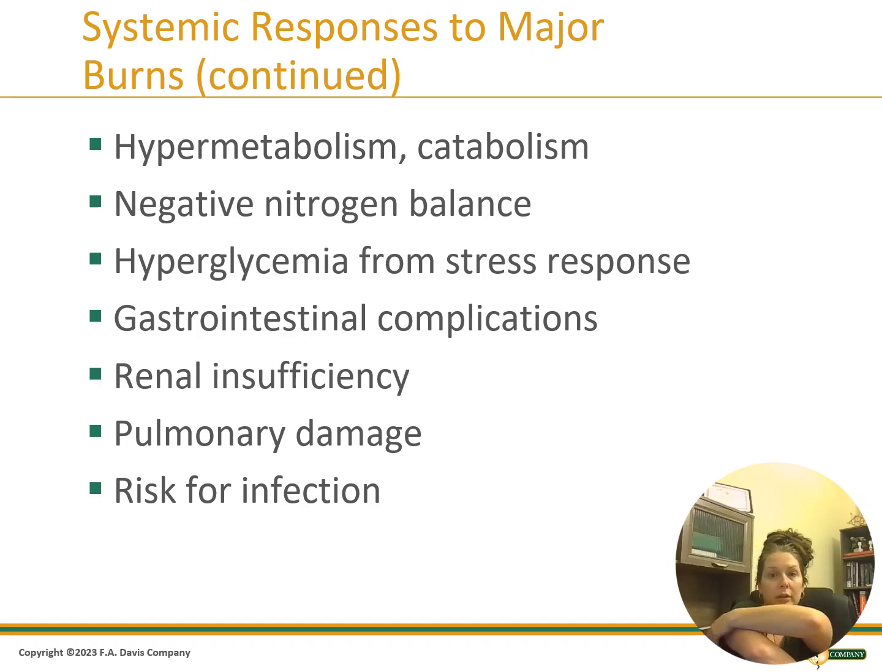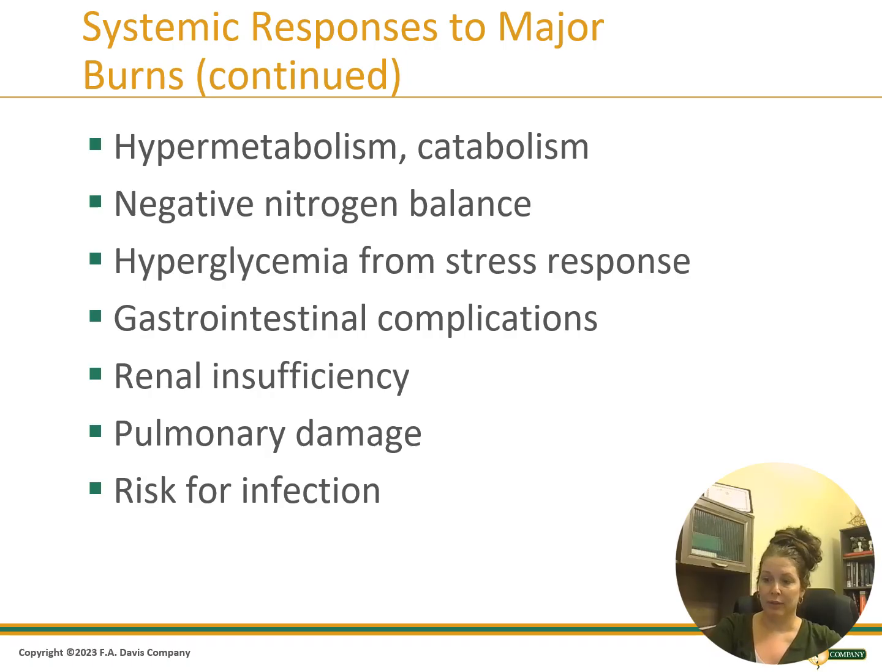Negative nitrogen balance. Okay. So negative nitrogen balance, that means that the catabolism, so our muscle breakdown, is going to lead to protein breakdown, causing the loss of lean body mass. And our nitrogen is going to be lost through our urine.